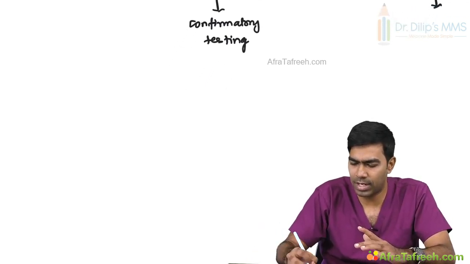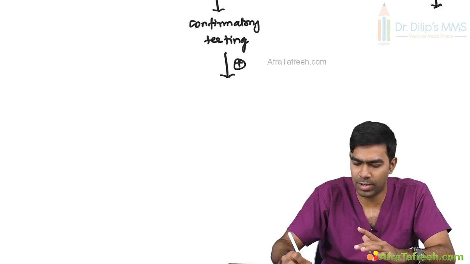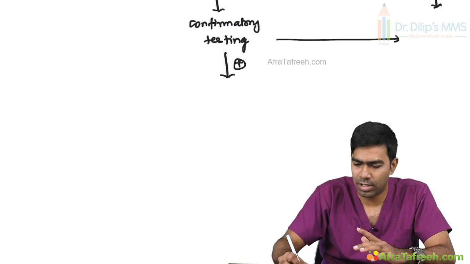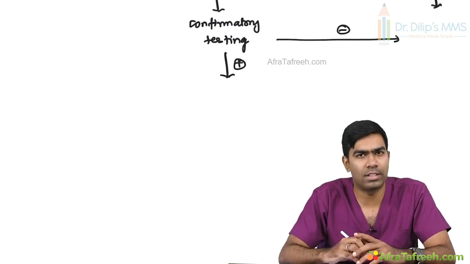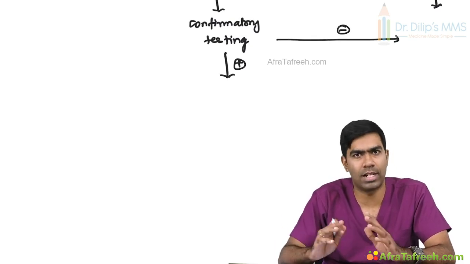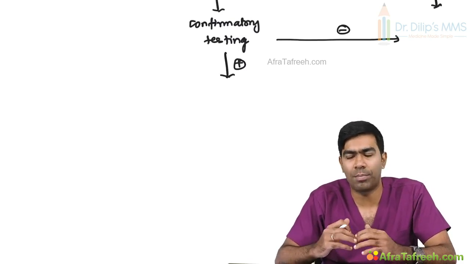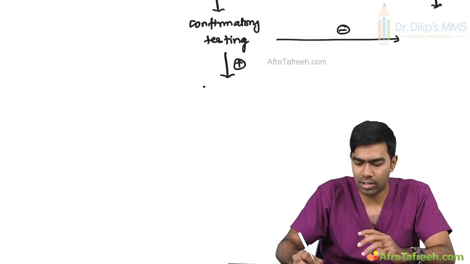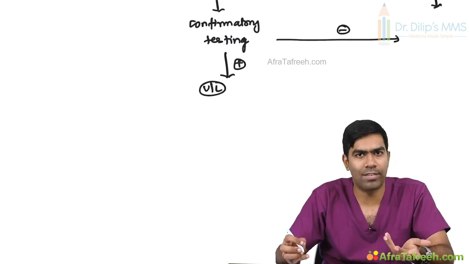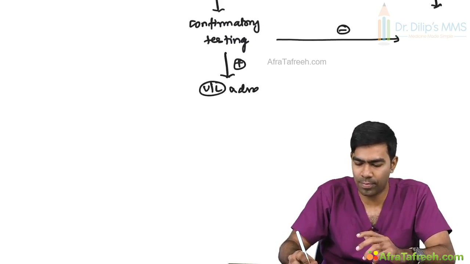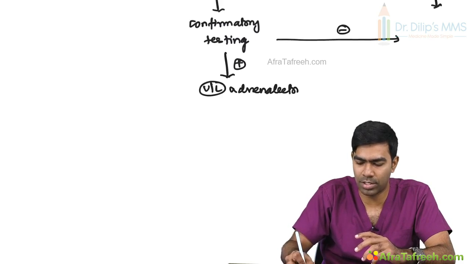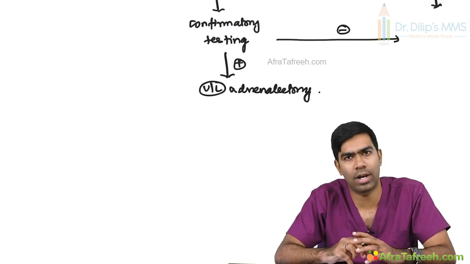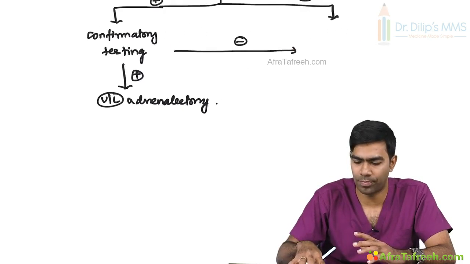So the confirmatory test can be positive or negative. If the confirmatory test is positive, then it confirms that it's a functioning tumor, but you have detected it incidentally. So in this setting, the patient is saved anyway, so you can go for a unilateral adrenalectomy. The lesion is detected much early. Happy for the patient. So unilateral adrenalectomy, you remove the tumor.